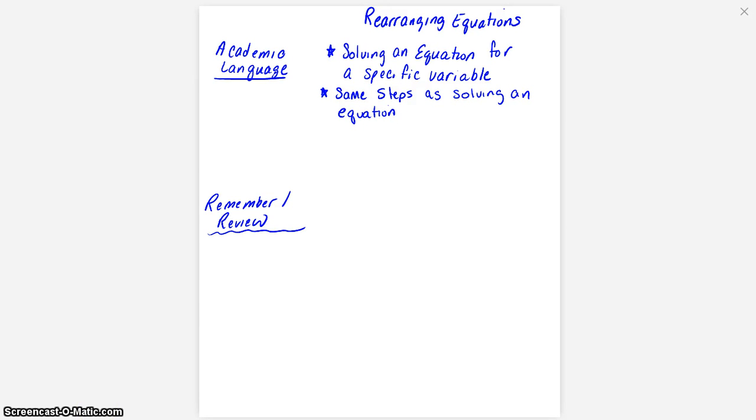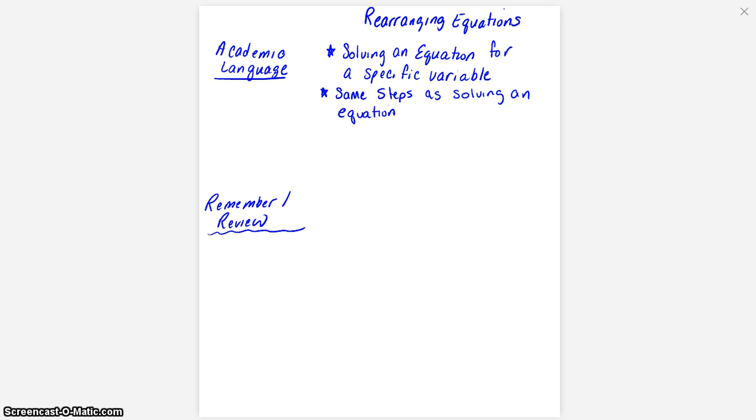Hi guys, today we're going to be rearranging equations, and the notes for this are going to be super short since we already took notes on solving equations. It's going to be all the same information. You just won't be able to combine any like terms. So it's going to feel really strange, but we're just going to do a bunch of practice problems.